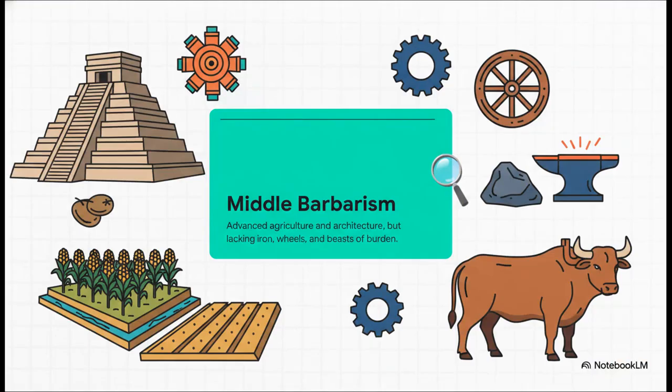So, where did the Aztecs actually fit into all this? Well, according to Morgan's scale, they landed firmly in the middle stage of barbarism. And this categorization was based almost entirely on the tools they used. They had absolutely incredible agriculture and monumental architecture, for sure, but they lacked the specific technologies that European theorists linked to the next developmental stage, things like the wheel, iron smelting, and large beasts of burden.